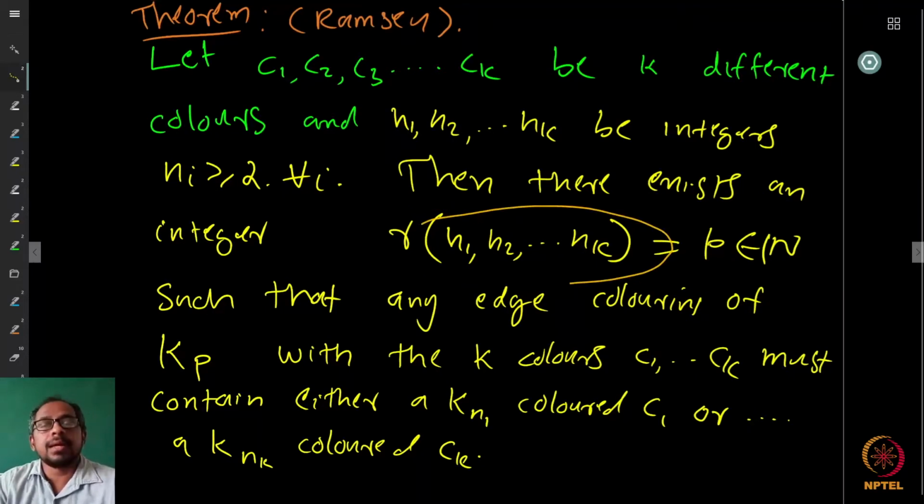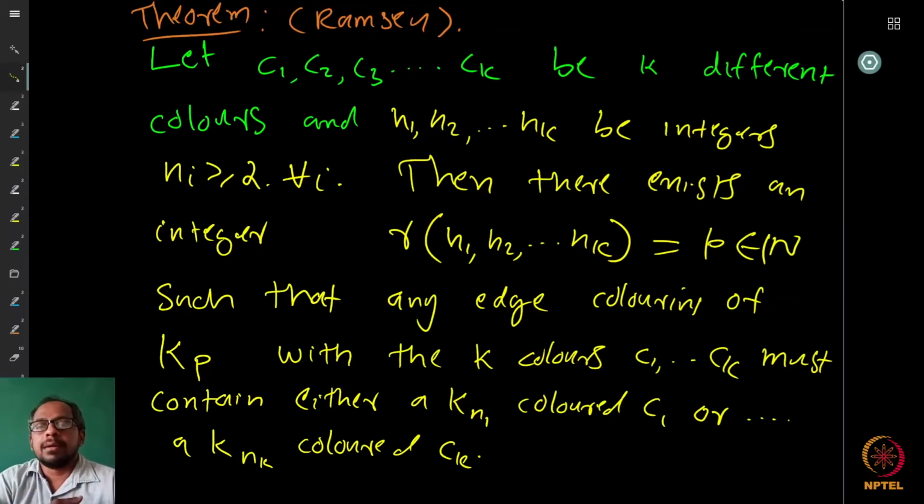Okay, so n1 to nk are the numbers. In the problem that we looked at earlier, we needed a complete graph on 3 vertices which is all blue, or 3 vertices which is all red. Here you are saying that you have n1 vertices, n2 vertices, etc., nk vertices. Then you are asking for either a complete graph on n1 vertices where all the edges have color C1, or n2 vertices where all the edges have color C2, or nk vertices, a complete graph where all the edges have color Ck.